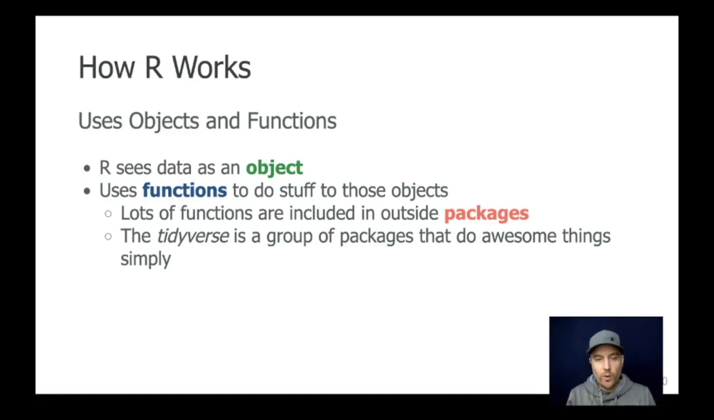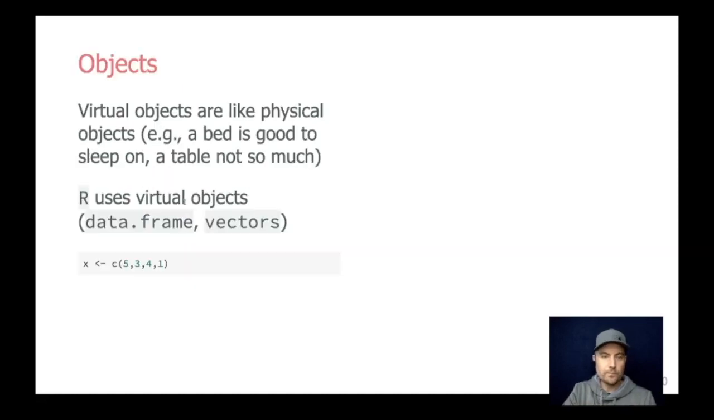One of the core ones that we're going to use in this class is called the TidyVerse. It's a group of packages that do awesome things simply, and they use a very similar syntax, so it's easy to go between a lot of different functions. When you think of objects, they're like a physical object, where there are things that they're really good for and things that they're not. So a bed is good to sleep on, a table not so much. You probably can make it work, but it's not great.